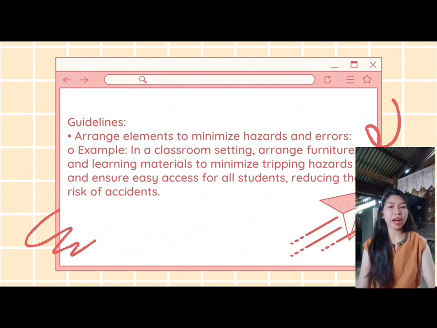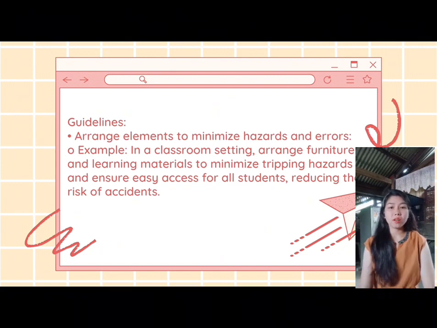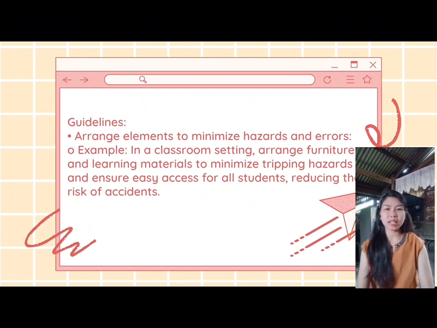In this principle, there are four guidelines. First is arrange elements to minimize hazard and errors. Second, provide warnings of hazard and errors. Third, provide fail-safe features. And lastly, discourage unconscious action in tasks that require vigilance. First guideline, arrange elements to minimize hazard and errors. For example, in a classroom setting, arrange furniture and learning materials to minimize tripping hazards and ensure easy access for all students, reducing the risk of accidents.